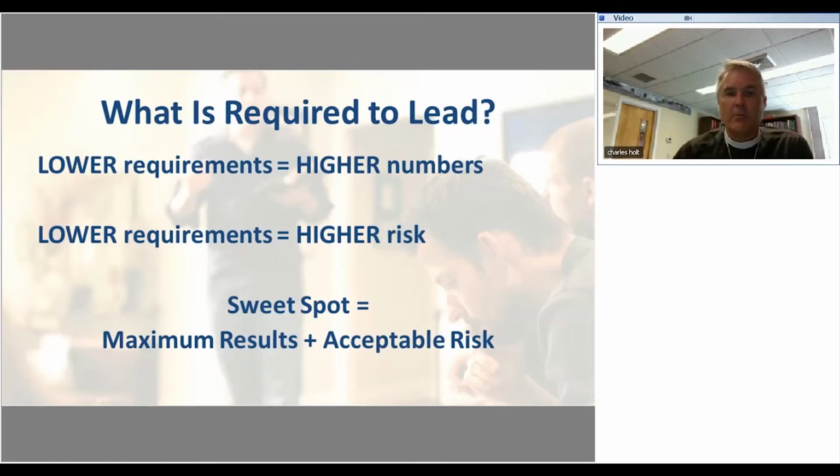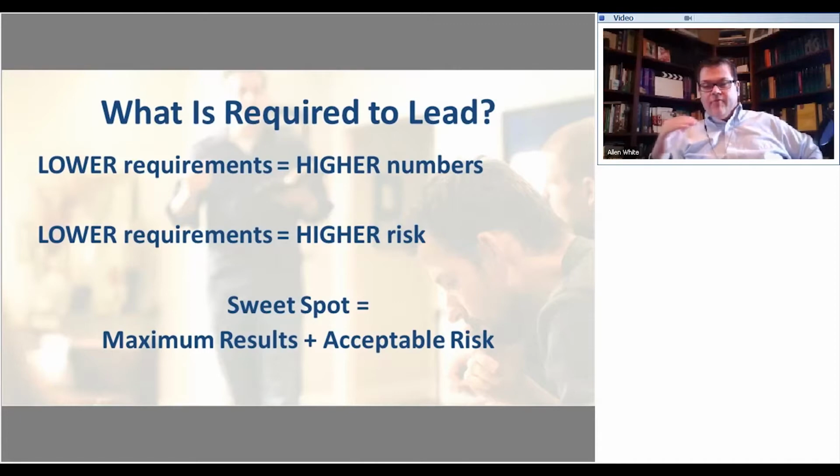So what is the magic formula, Alan? You have here the sweet spot. You've got to have your sweet spot. Now, if you lower the requirements, you're definitely going to have far more people involved in groups. However, if you lower your requirements, you may experience what you feel like is a higher risk in allowing people to lead groups. And so the sweet spot, I would say, is this: to have the maximum results, to get as many groups as possible within what you're willing to risk.